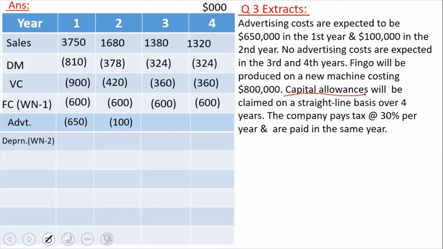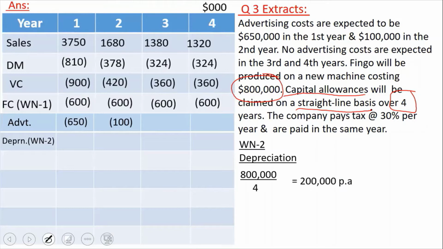So depreciation, I will write it as working note 2. So in working note 2, we have the depreciation. What is the amount of depreciation? 800,000 is the amount of the machine, and we have to split it over a period of 4 years. So 800,000 divided by 4, because it's a straight line method of depreciation. So per annum, the depreciation is 200,000.